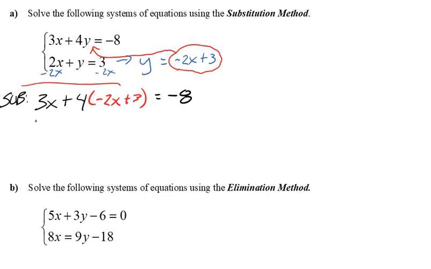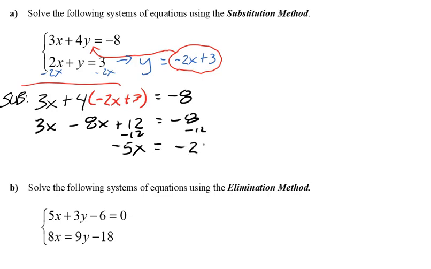Just multiplying through, 3x, we have a negative 8x, distributing through by 4, plus 12 equals negative 8. We have a negative 5x, and then we'll subtract 12 from both sides. We get negative 5x equaling negative 20, and then dividing by negative 5, we get x equals 4.